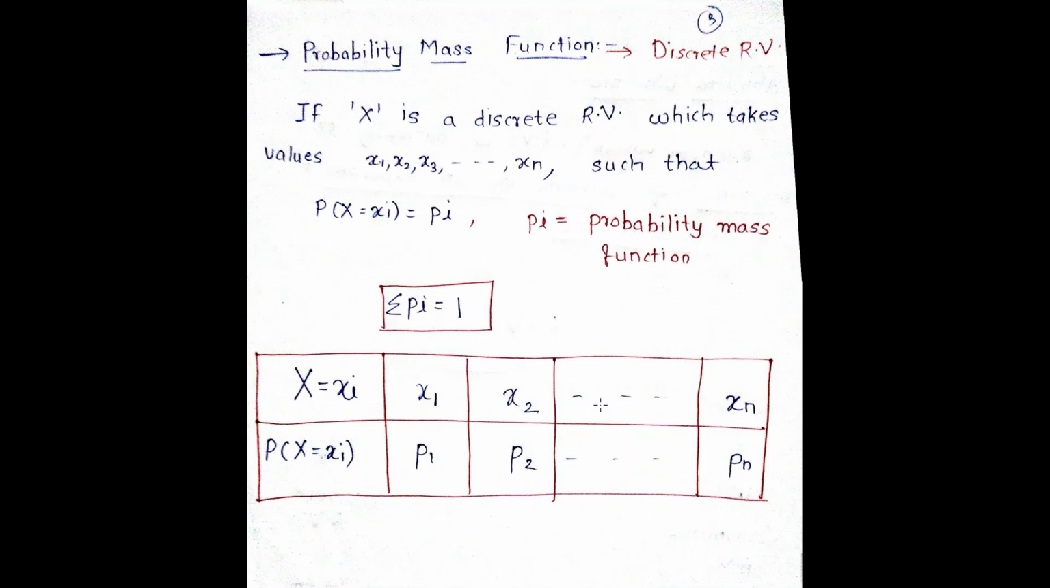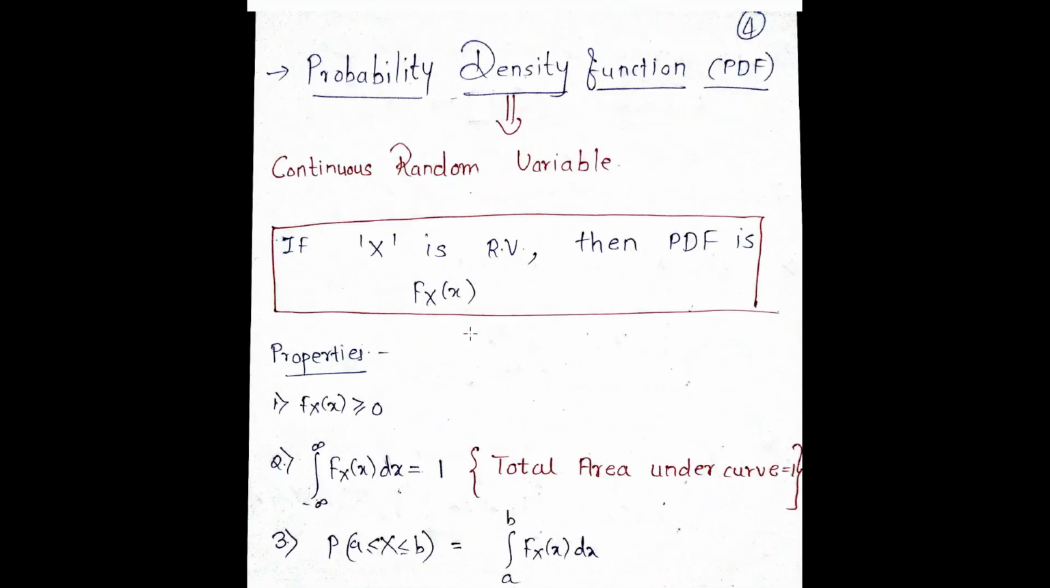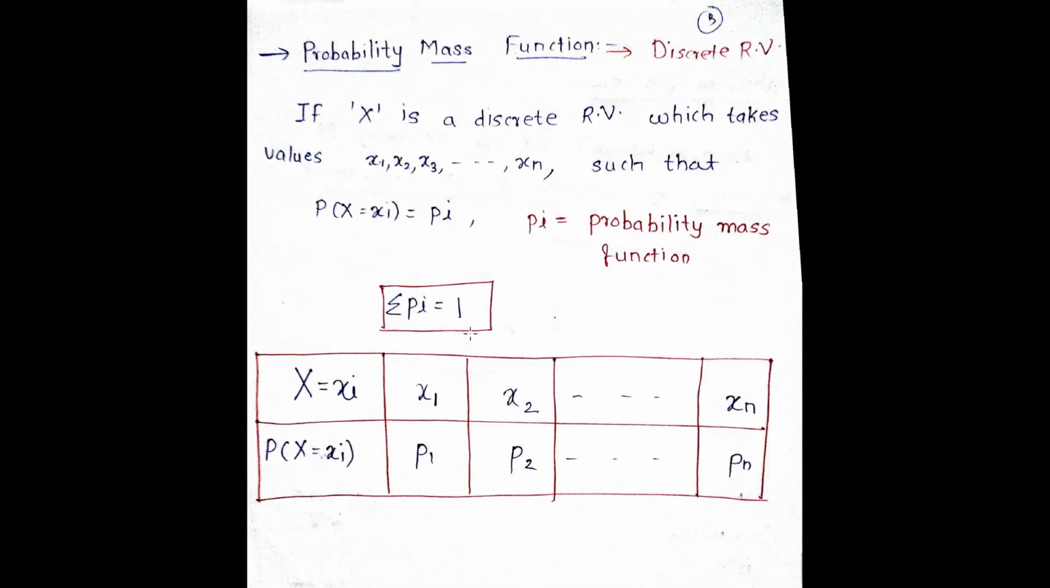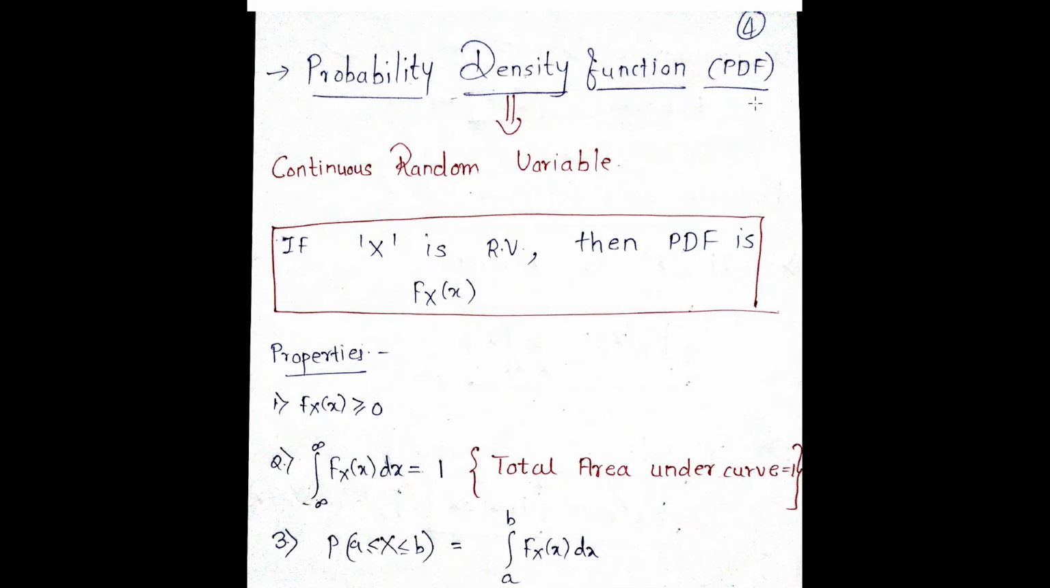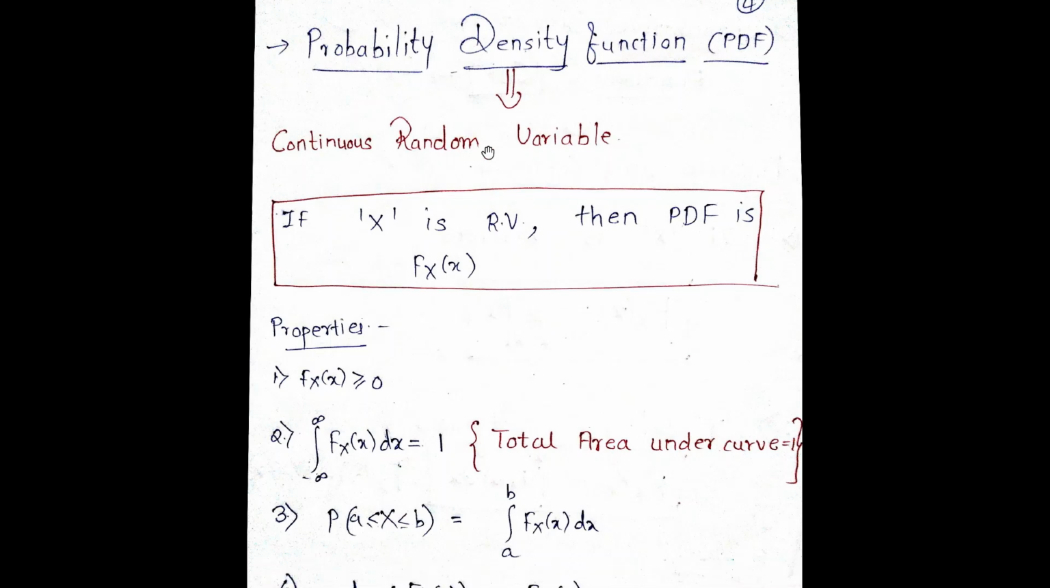Each event occurs with its probability p1, p2, p3 till pn, and when you add all these probabilities, it will be equal to 1. Similarly, we have PDF. Like you have PMF for a discrete random variable, we have PDF, that is probability density function, for a continuous random variable. So if x is a random variable, then the probability density function is fx of x.